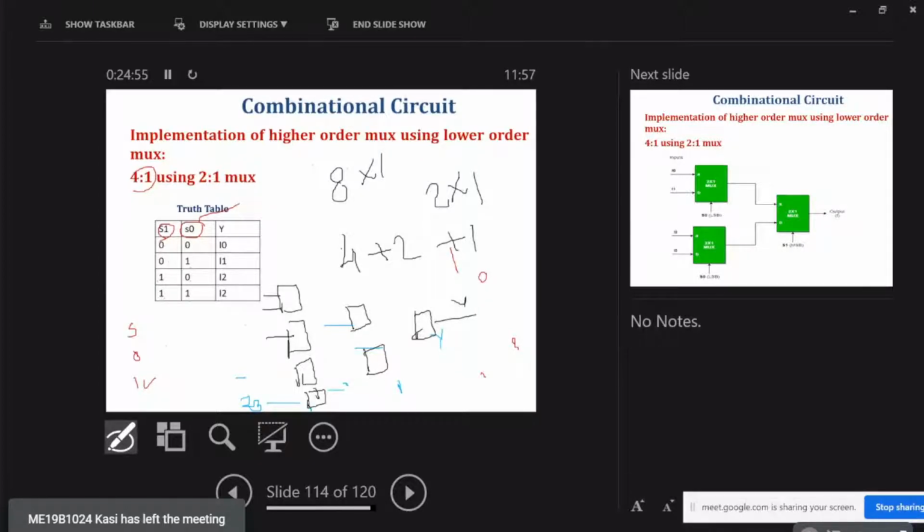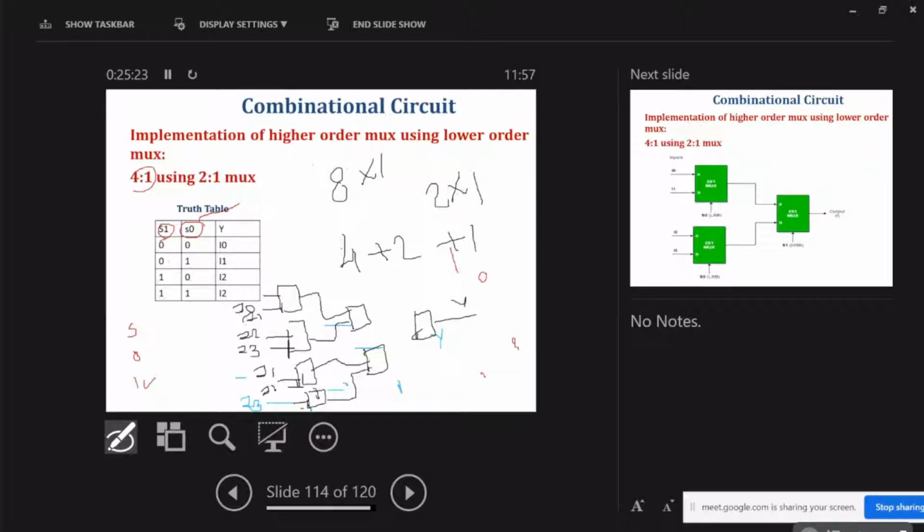Suppose I0, I1, I2, I3, I4, I5, I6 and I7 are the inputs. Those inputs will be the inputs of the first level of muxes. So again it will generate one output, which goes inside this.